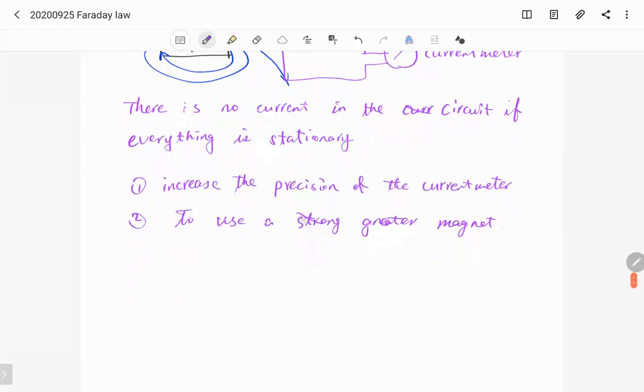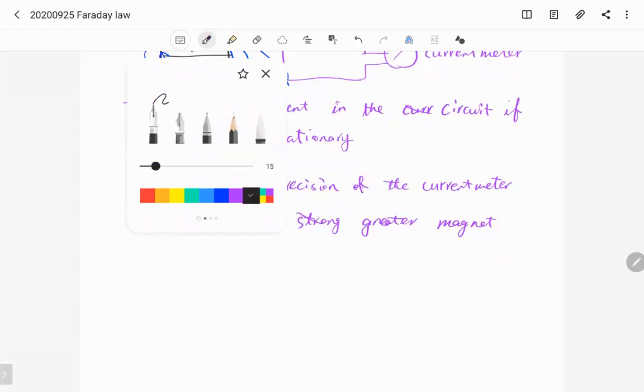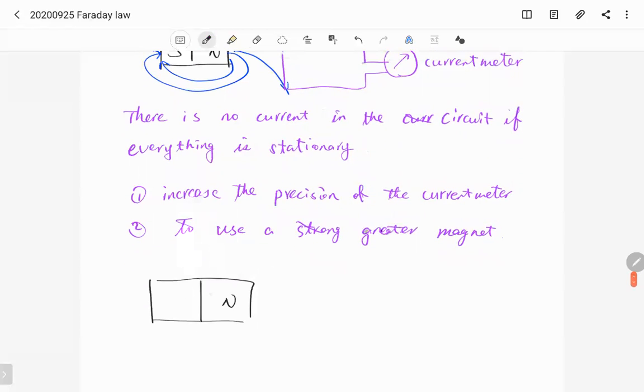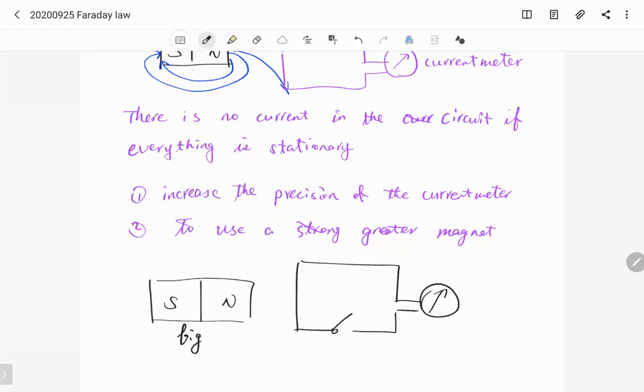So one day, a physicist named Faraday did an experiment by accident. There is a magnet, and there is a loop, and on the loop there's a switch. He used a very big magnet and a very precise current meter. And he closed the switch and tried to find the current, but there's no current. So at the beginning, there's no current.